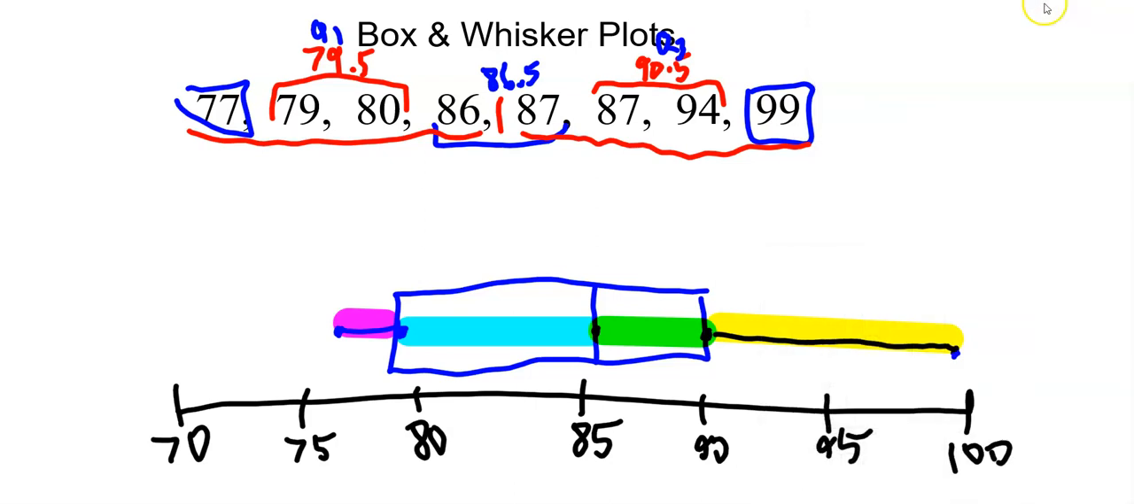So that's how to do box and whiskers and basic mean, median, and mode.